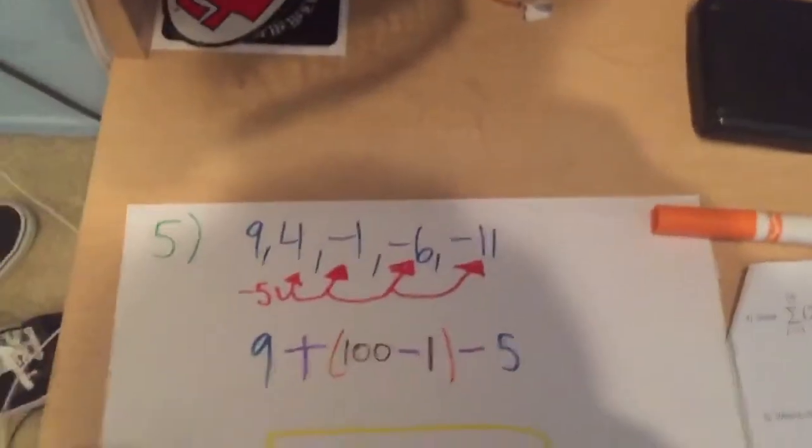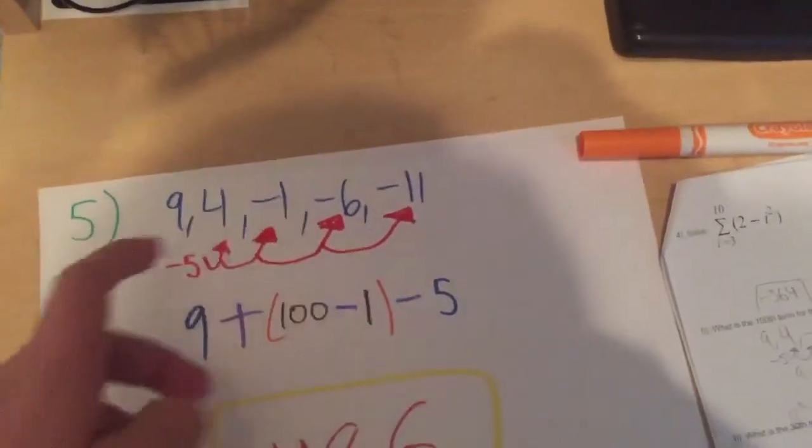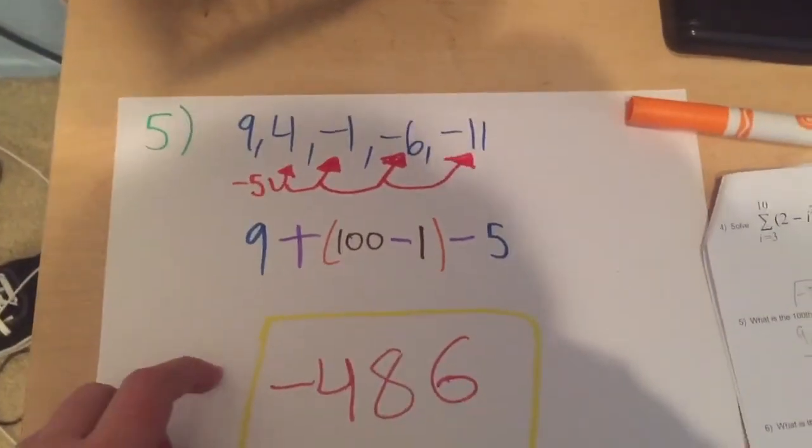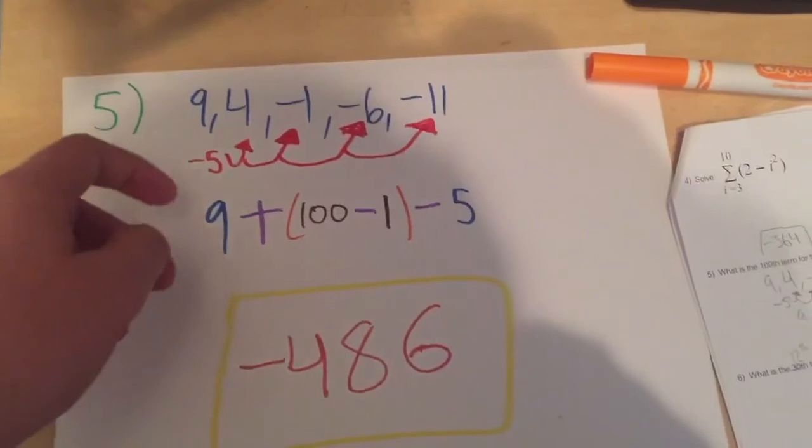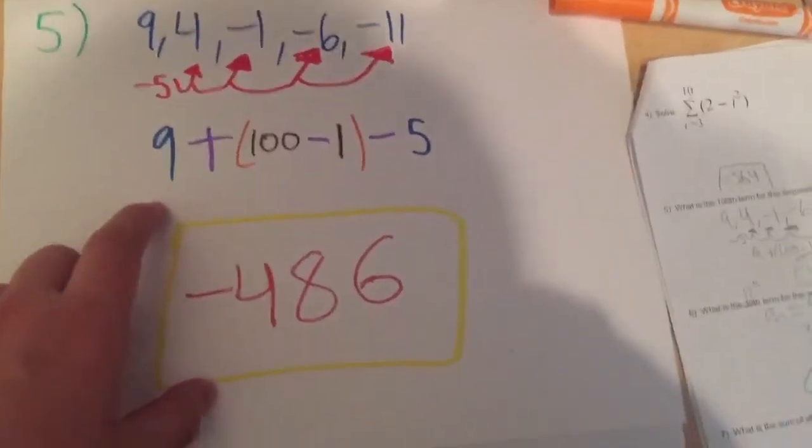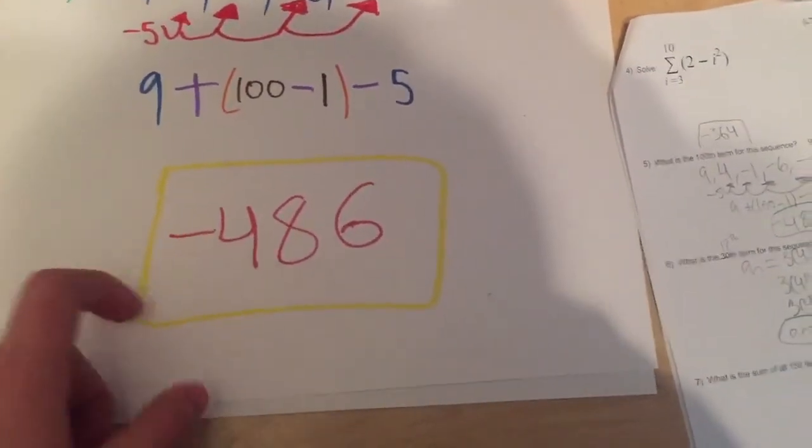For this problem, we had to find the 100th term. So what I found out was that each term was getting subtracted by 5. So I used this little equation here to find 46, which was the 100th term.